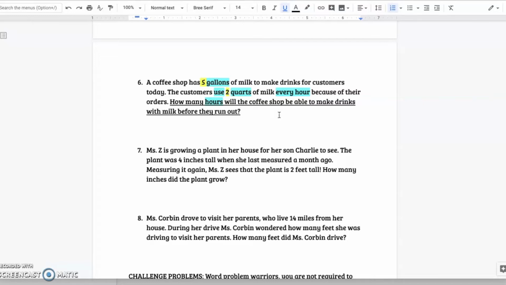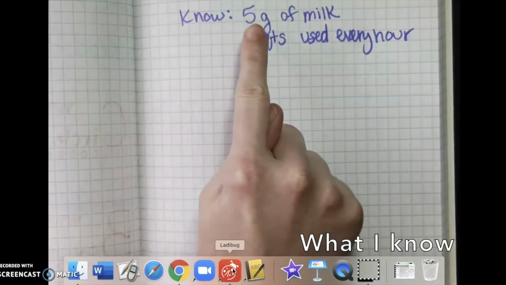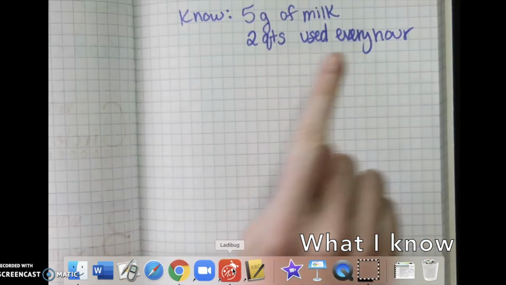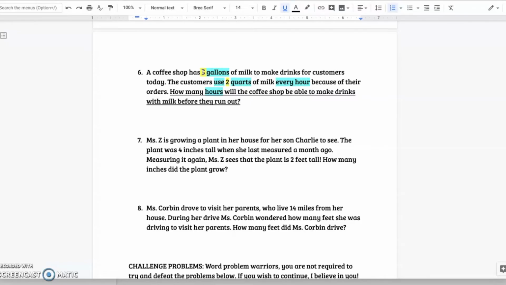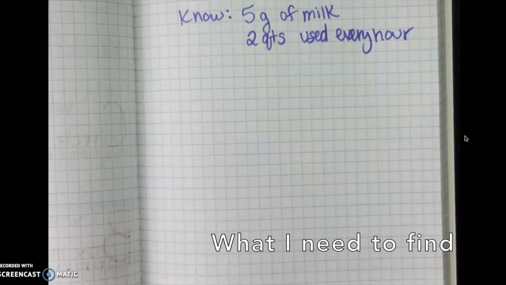My next step is E, which is evaluate. That means make a plan. I know 5 gallons of milk is what we have, and 2 quarts are used every hour. Notice I took from the circled numbers and the boxed words to write down what I know. If I look at my problem again, I'm looking for what I need to find. Well, I need to find how many hours the coffee shop will be able to make drinks before they run out of milk, right? So I'm finding an amount of hours.